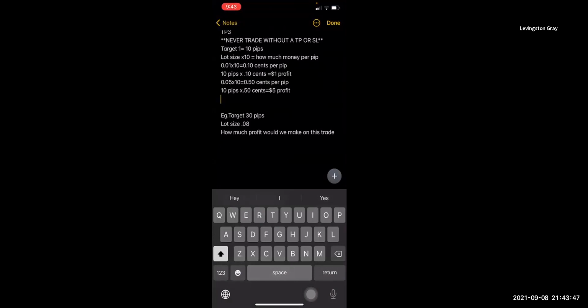All right, so this is an example. I want everybody to go ahead and do some calculations. Let's see if everybody understands. The target, which is the take profit, is 30 pips. The lot size that we're going to be using is 0.08. What I want everybody to do is calculate how much profit we will be making on this trade.